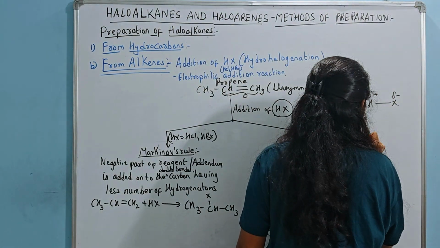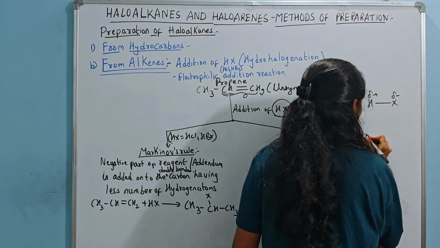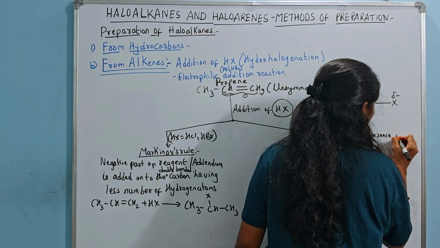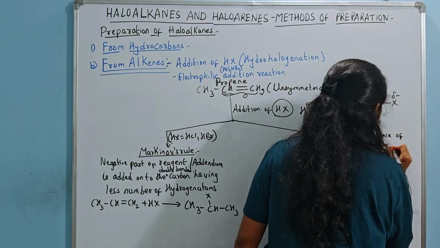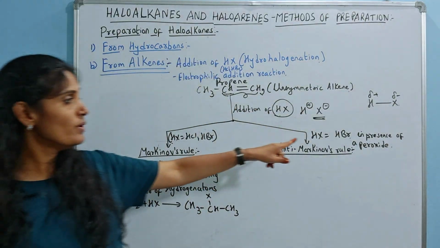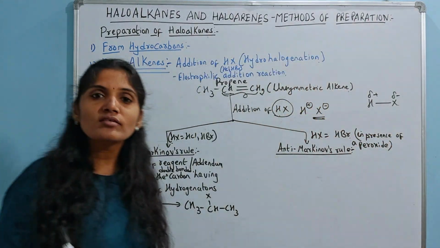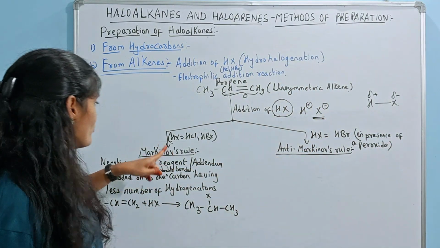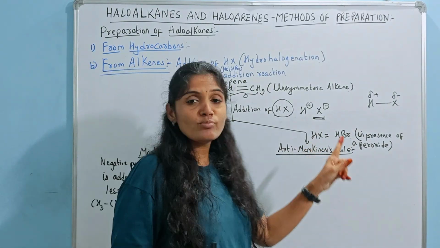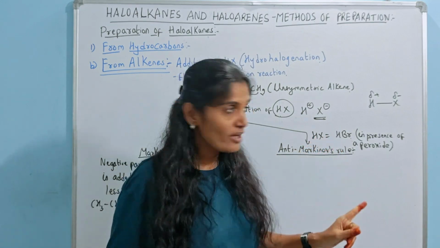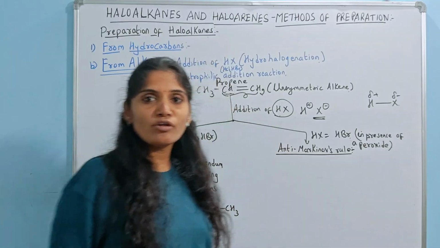What is the other condition? In presence of a peroxide. HX should be HBr, and if only HBr is there, that is not sufficient. If only HBr is there, then it will go by Markovnikov rule only. What is the other condition that should be satisfied? The hydrogen halide should be HBr and it should be in the presence of a peroxide.